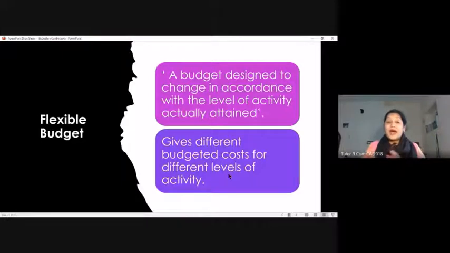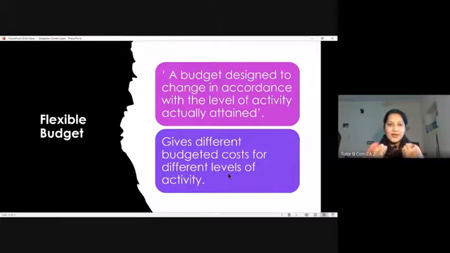when my production is expected to be 1000 units? Maybe I can also anticipate the worst condition where my production can go down to 800 units. That also I will include in my budget separately. So I will have a cost structure if my production is 800 units, a cost structure if my production is 1000 units, and also a cost structure if it increases to 1300 units. So that is the case of a flexible budget.